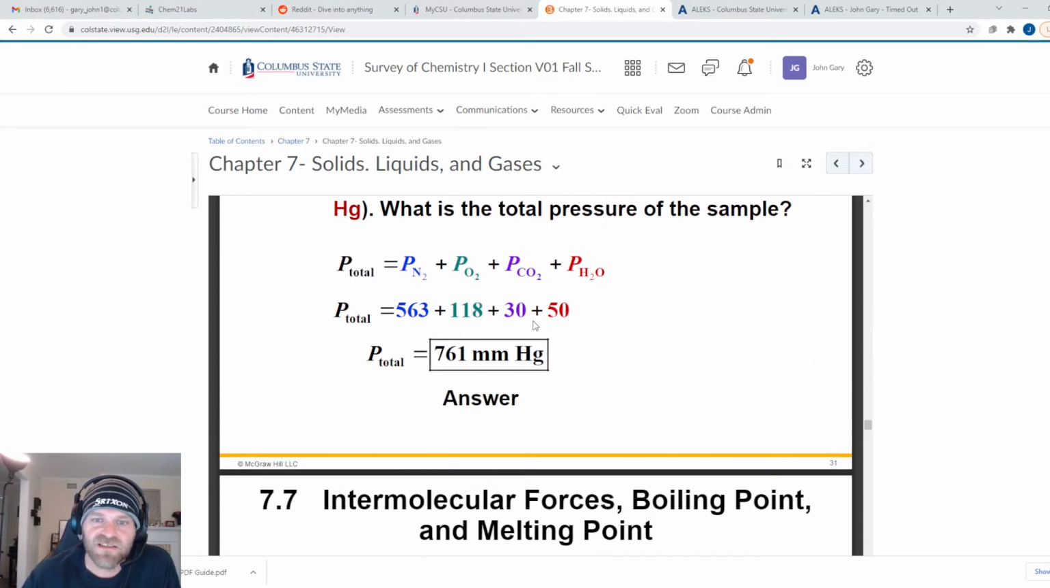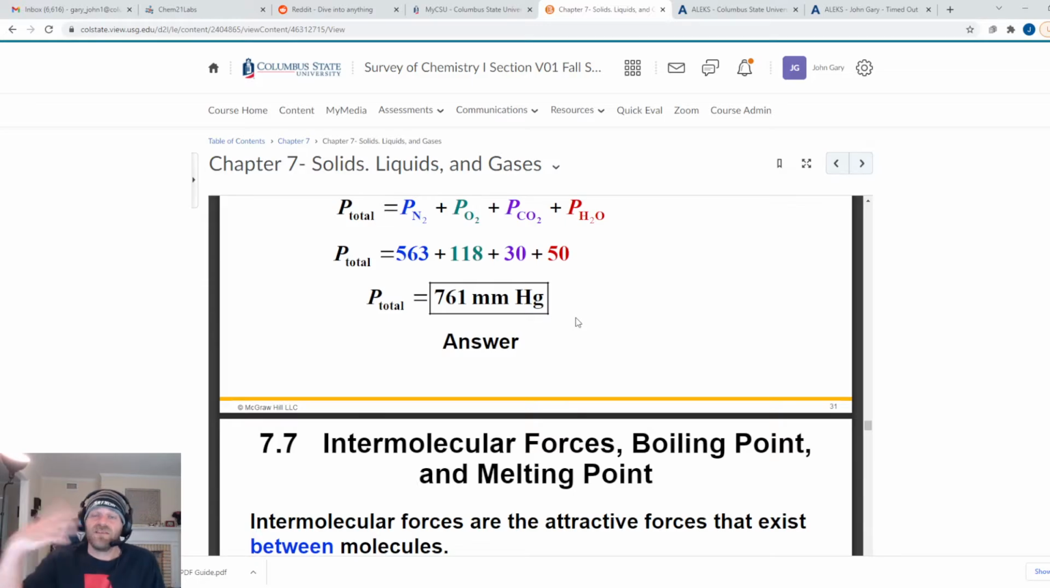The total pressure of a gas mixture is the sum of the partial pressures of its component gases. So this is air, essentially. It has nitrogen, oxygen, carbon dioxide, and water. All of these pressures add together to give about the standard atmospheric pressure.